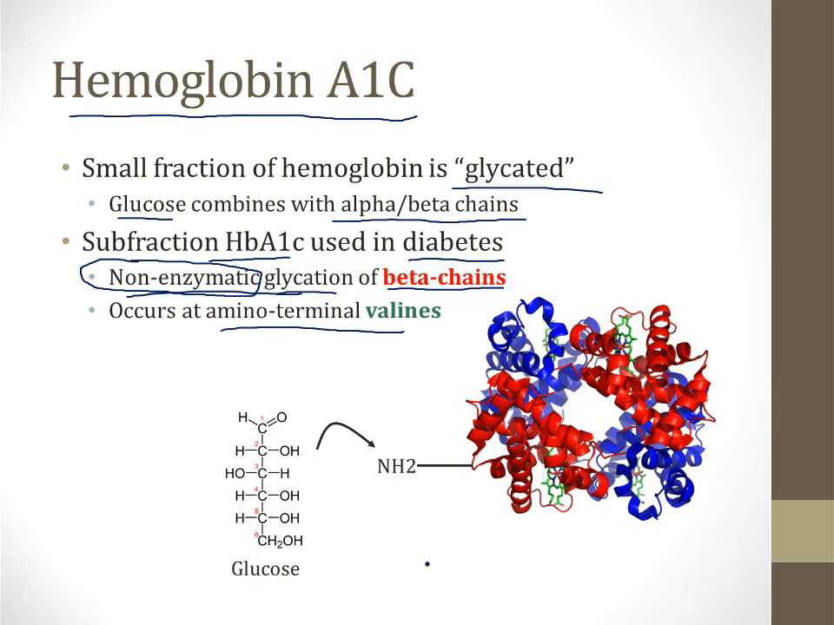If you look at this picture on the screen, this is a molecule of hemoglobin, and as you know, hemoglobin is made up of amino acids. Some of the amino acids found in the beta chains are valines, and valines, as you know, have an NH2 group. Glucose will be added to these NH2 groups without an enzyme, hence it is called non-enzymatic glycation of the amino terminal of the valines. And when this occurs, you create molecules of hemoglobin A1C, and you can measure the amount of hemoglobin that is hemoglobin A1C and use that to monitor or diagnose diabetes.